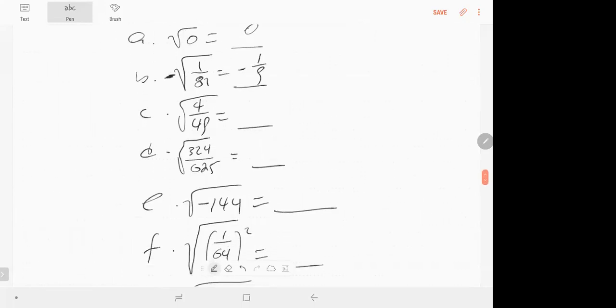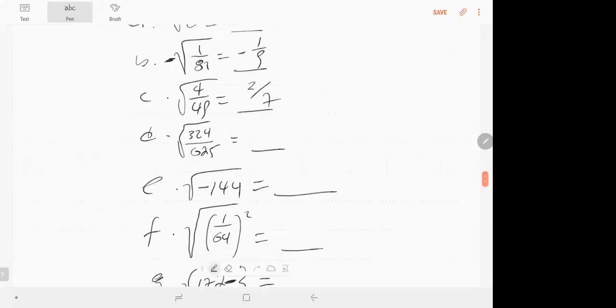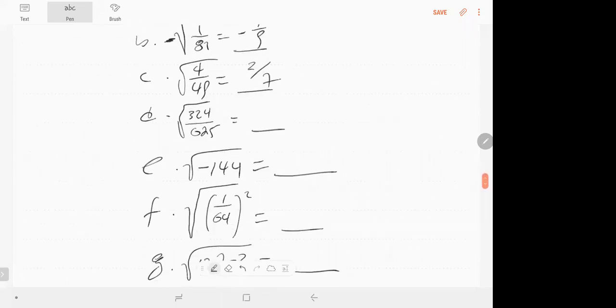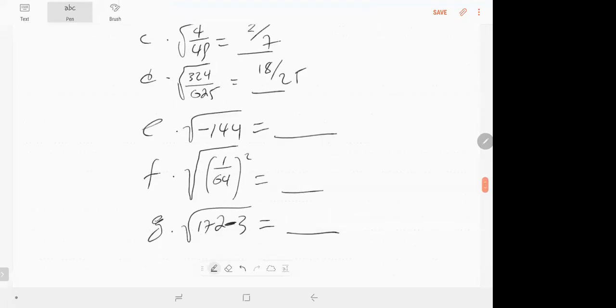And the third one, C, 2 over 7. Exactly. And D, the square root of 324 over 625: 18 over 25. And E, the square root of negative 12.